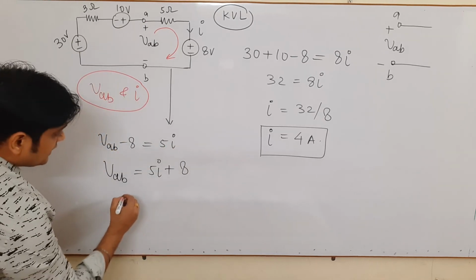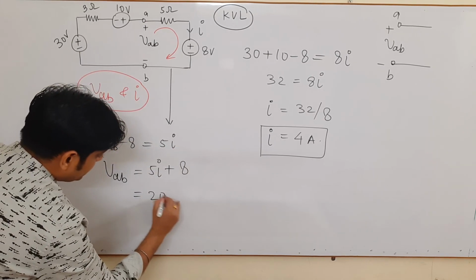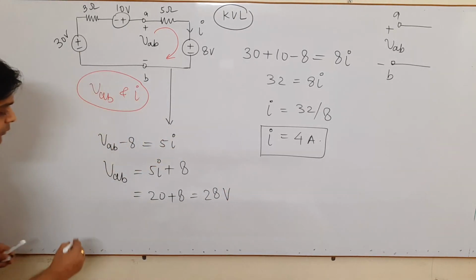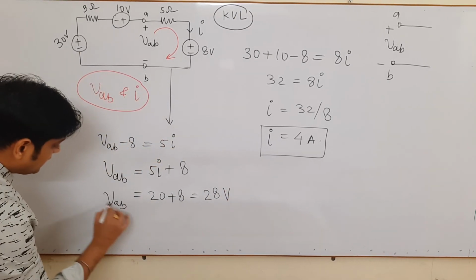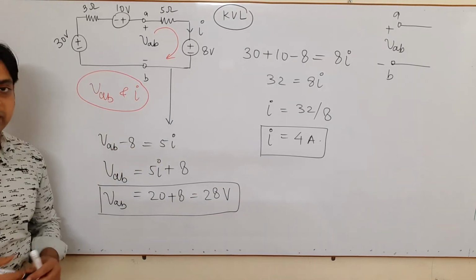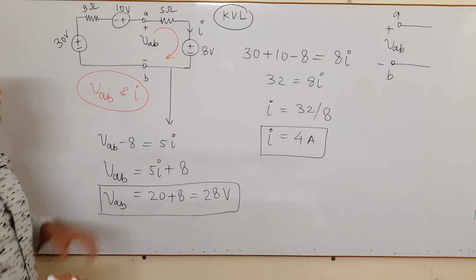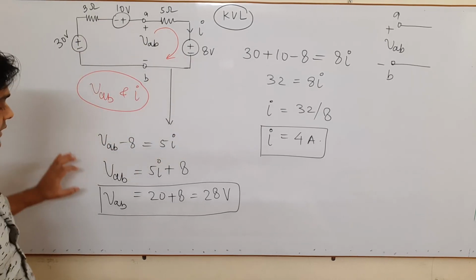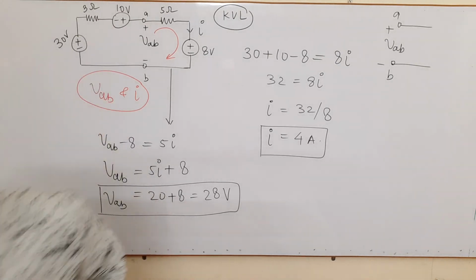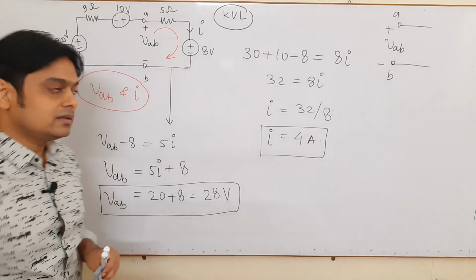What is the value of I? That is 4, so that comes to be 20 plus 8, so that comes to be 28 volt. Very important. This is the value of VAB. Very simple. It was a 1 mark question in GATE. Okay, so we have found the value of I and we have found the value of VAB. Just by repeating my video, you understand once again this concept.